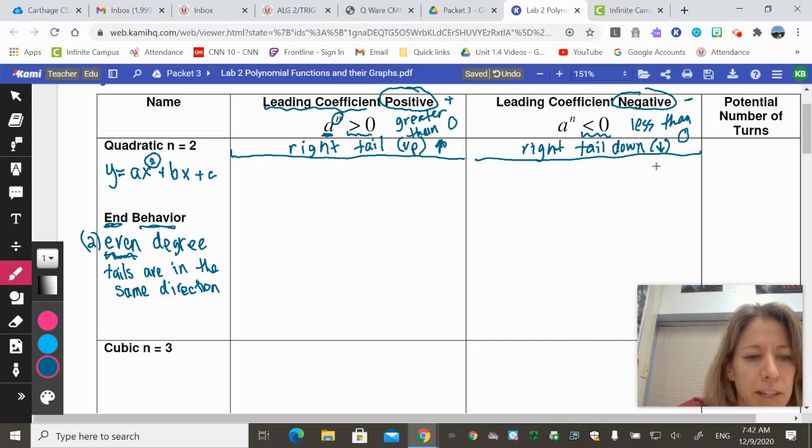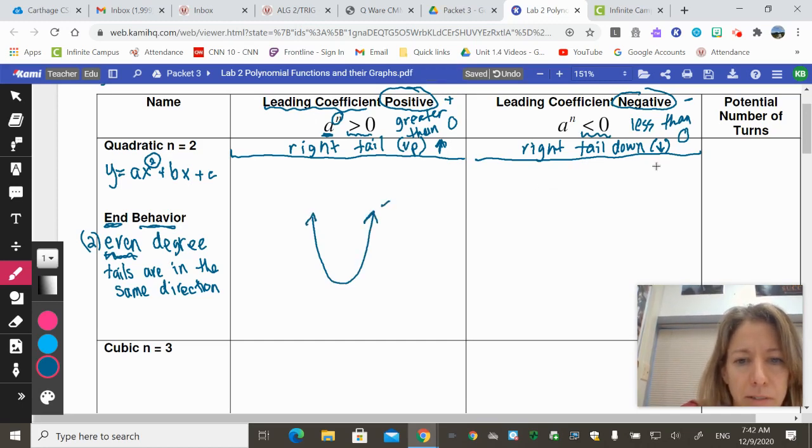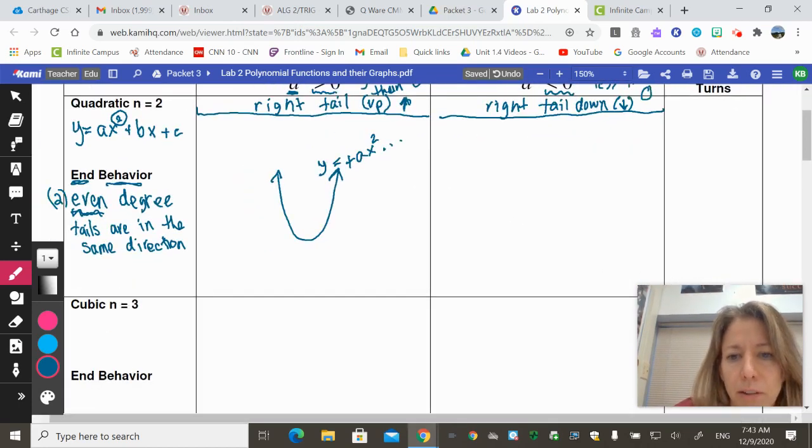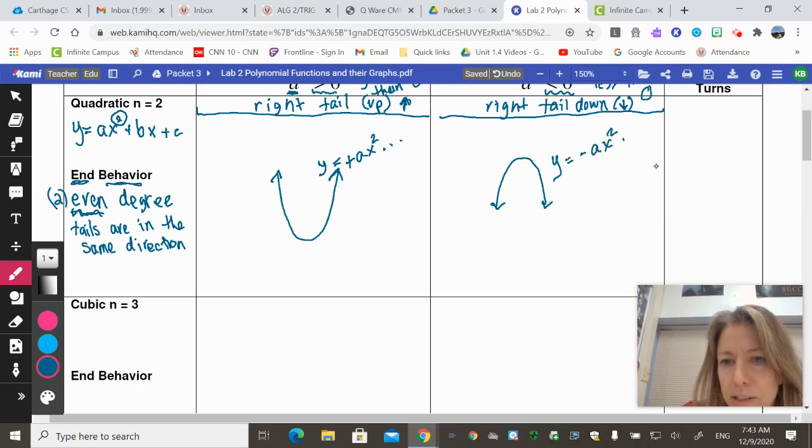I have an even degree. That means it's going to be a parabola. I need the right tail up, and the tails are in the same direction, so both tails are up. This is my sketch of a positive ax squared. I could put y equals positive ax squared, dot, dot, dot. And on the other side, the right tail is down. Both tails are in the same direction.